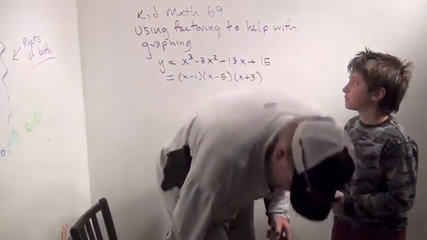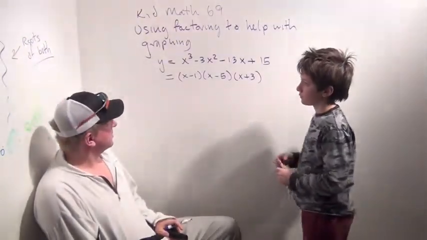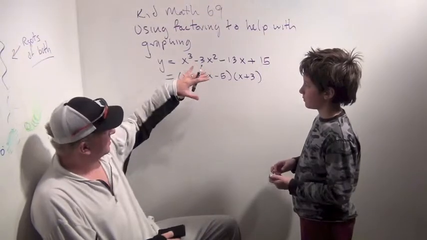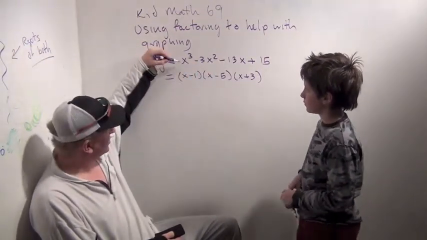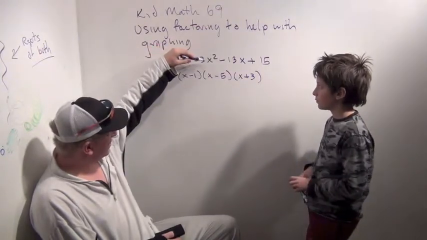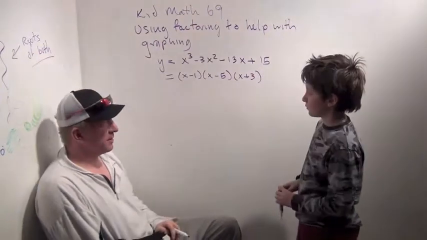KidMath number 69. So today, we're still doing a little bit of review, and I just wanted to show you some fun stuff on how factoring sometimes makes your life a lot easier. And so I wrote down, this time, a cubic equation that is x cubed minus 3x squared minus 13x plus 15. Now, do you know how to graph that in your head?